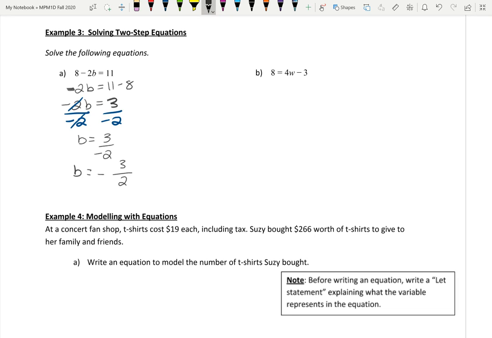Okay, let's try the next one. 8 is equal to 4w minus 3. So I'm going to bring the 3 over to the other side, and it's going to become its opposite operation. And then I'm going to simplify my left side. And then I can either divide both sides by 4, or I can just bring the 4 over to the left side of the equal sign, and it becomes its opposite operation. Again, I'm going to leave my answer in improper fraction form.